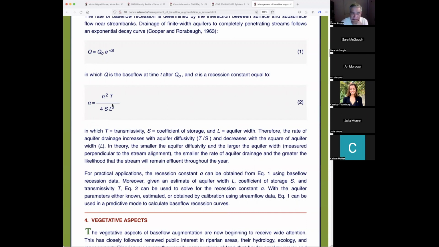That's it. And I was among the first to talk about aquifer diffusivity. So I decided to follow Freese into this treatment or this usage. Decreases with the square of the aquifer width.